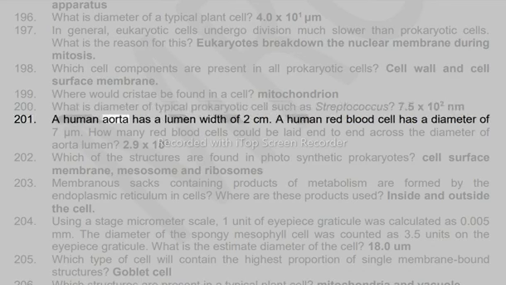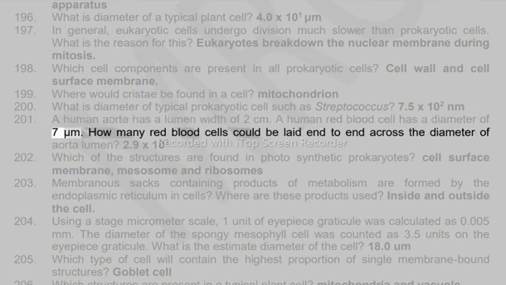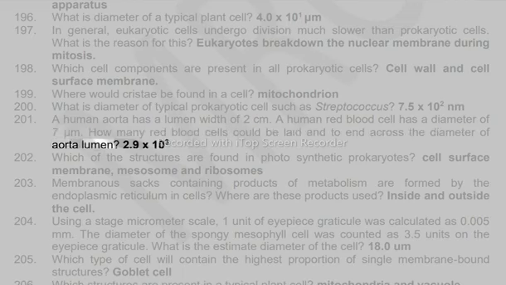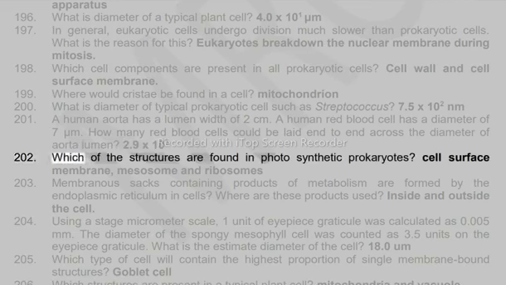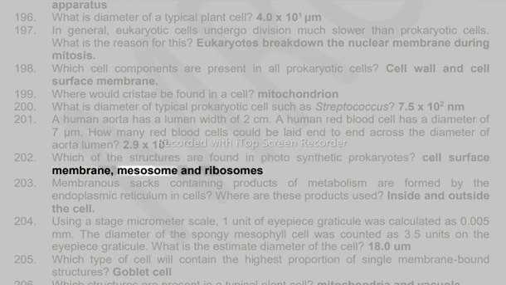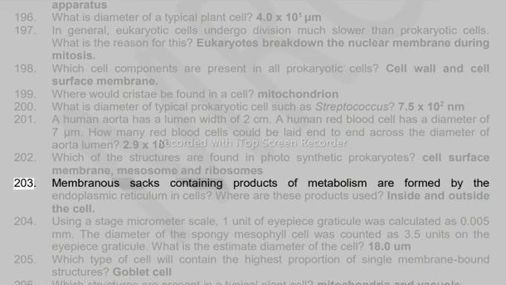201. A human aorta has a lumen width of 2 centimeters. A human red blood cell has a diameter of 7 micrometers. How many red blood cells could be laid end to end across the diameter of the aorta lumen? 2.9 × 10³. 202. Which of the structures are found in photosynthetic prokaryotes? Cell surface membrane, mesosome and ribosomes.